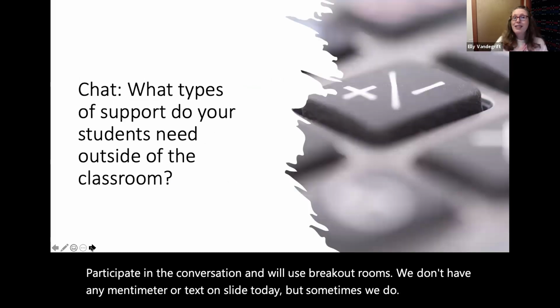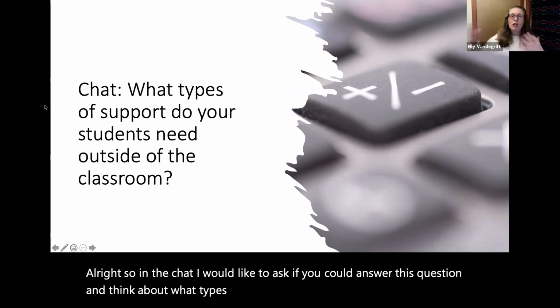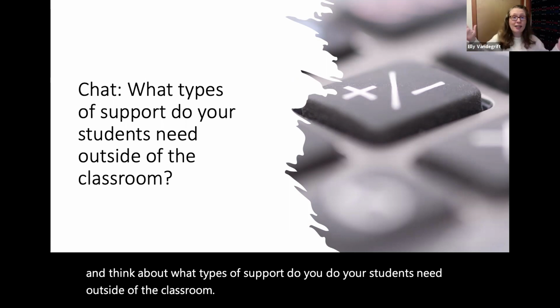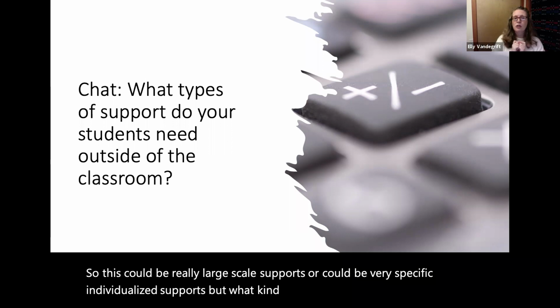All right, so in the chat, I would like to ask if you could answer this question and think about what types of support your students need outside of the classroom. This could be really large-scale supports or it could be very specific individualized supports. But what kind of support do your students need outside of the classroom?